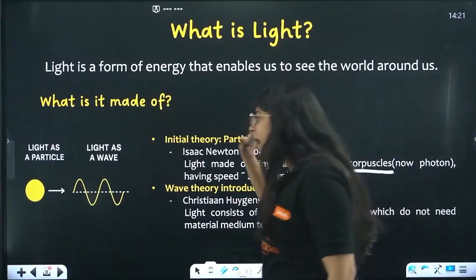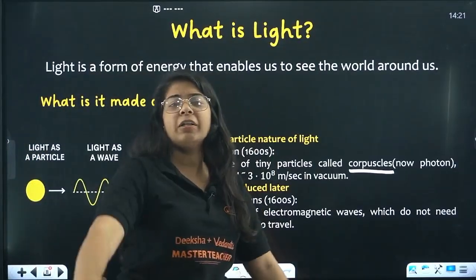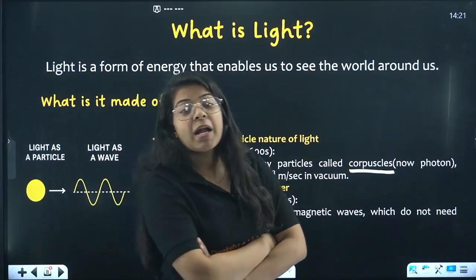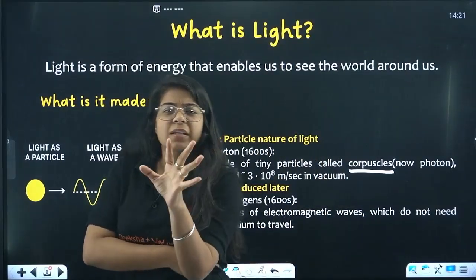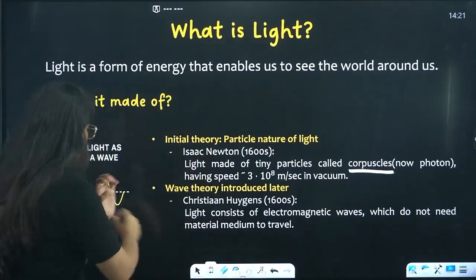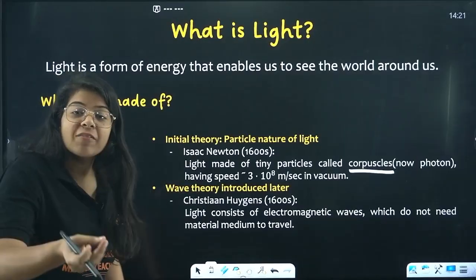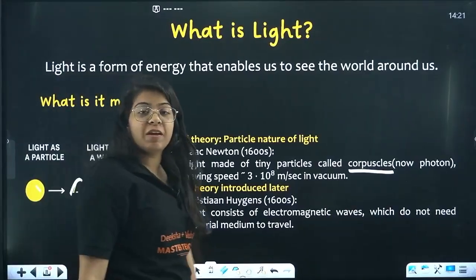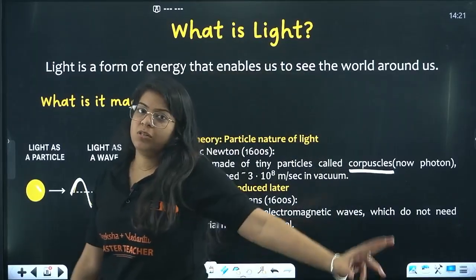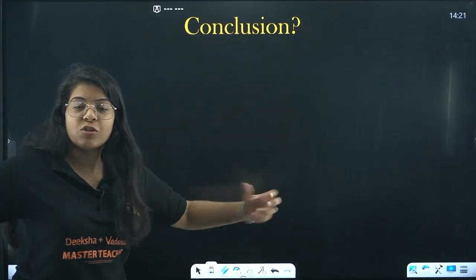Now, that theory came along and went on for a long time. And then came Christian Huygens. He came and said, hey Newton, I think it does not act as a particle. It acts as a wave. It's not acting like a particle. Now a wave consists of electromagnetic waves. It has electric waves and magnetic waves in it, right? But Newton said it's a particle. So now what is the conclusion of this whole battle?